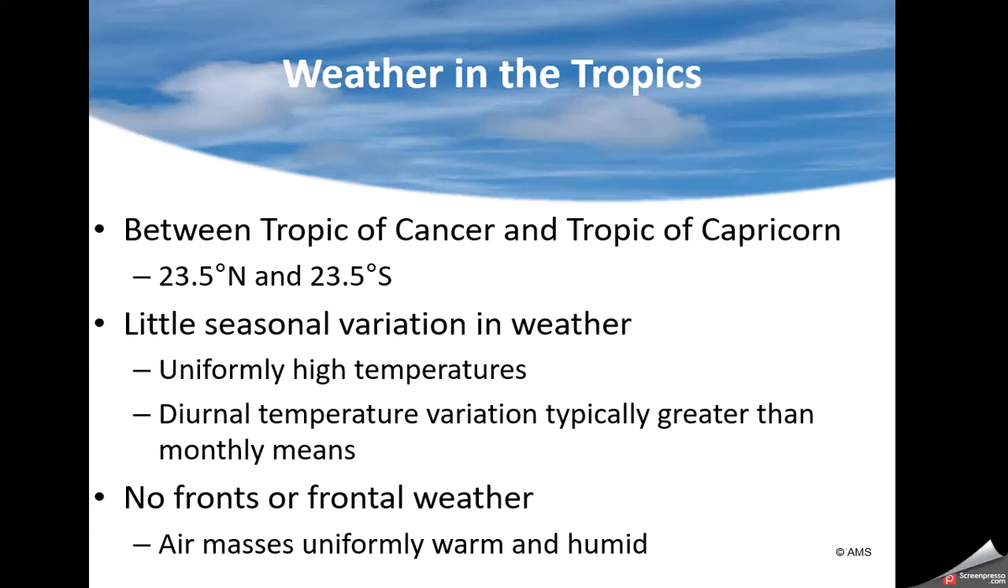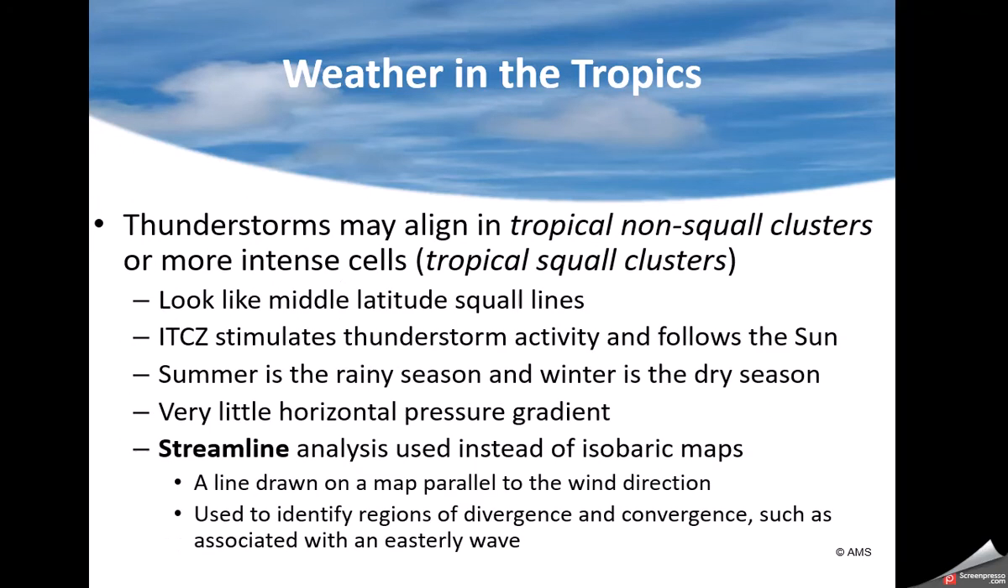There's very little change in temperature. As a matter of fact, the daily variation in temperature from high to low that day is more than between each month. So basically the air mass is pretty uniform, very warm, very humid. So thunderstorms may develop and they may line up in tropical non-squall clusters or more intense cells. And they look like mid-latitude squall lines, and they develop particularly along the intertropical convergence zones.